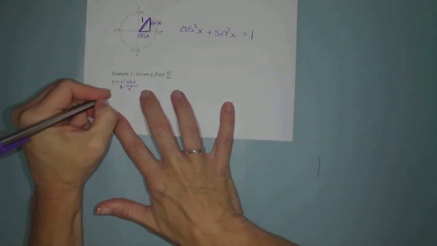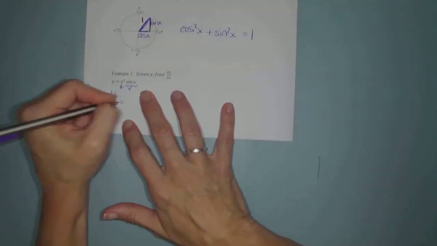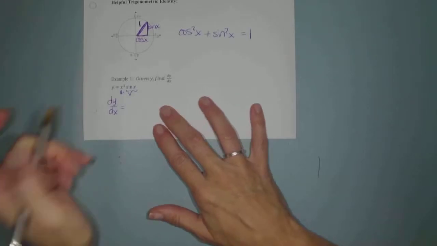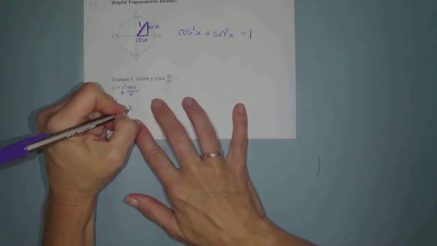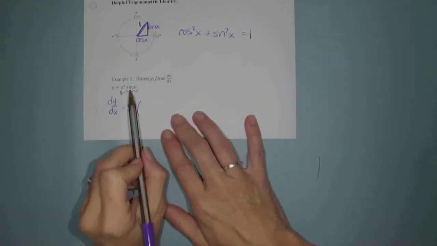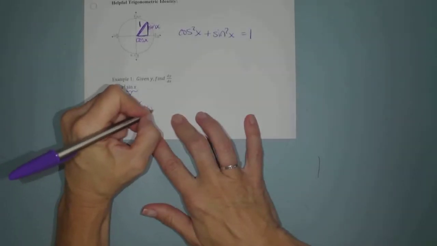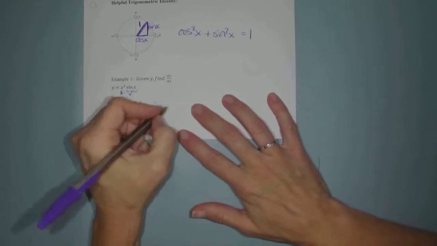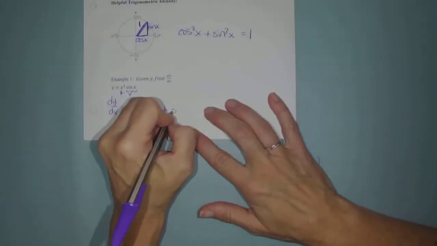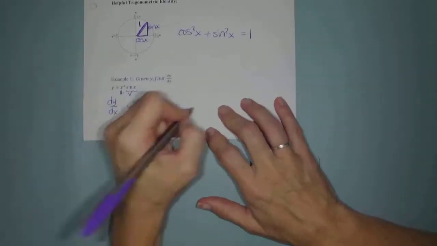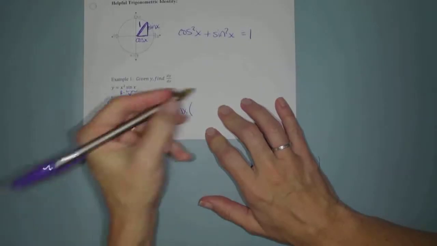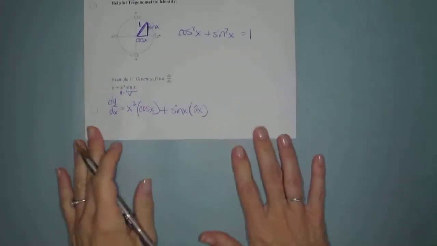The product rule would say dy/dx equals the first, so I'm going to bring x squared down, times the derivative of the second. Well, the derivative of sine is cosine. Plus the second, which is sine x, times the derivative of the first, which is 2x.